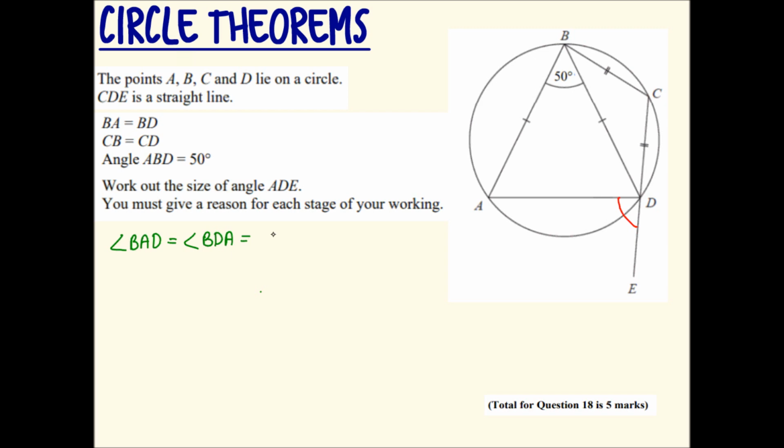and we can calculate that by doing 180, take away the 50 degrees, and then dividing it by 2, if those base angles need to be equal, and we know that angles in a triangle have to sum to 180. That's going to give us 130. We can divide that by 2, and we get 65 degrees.